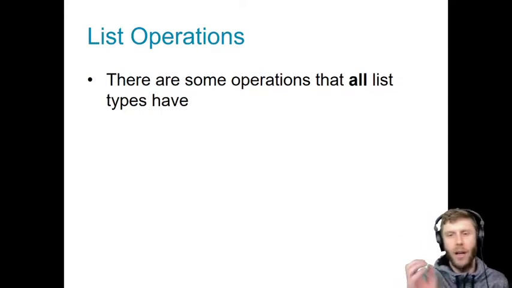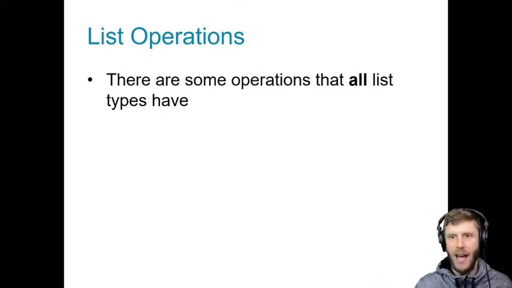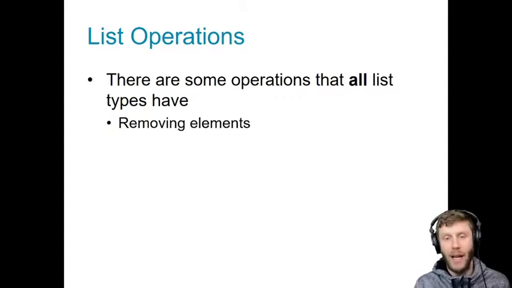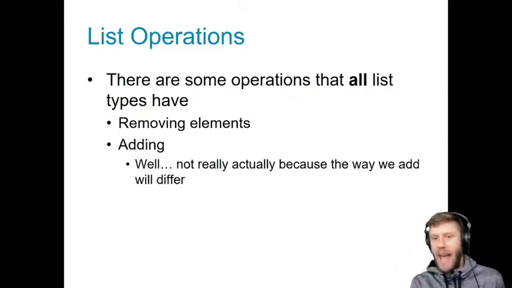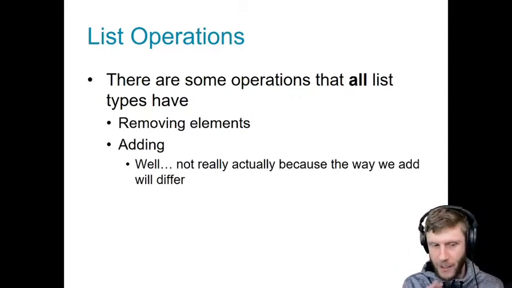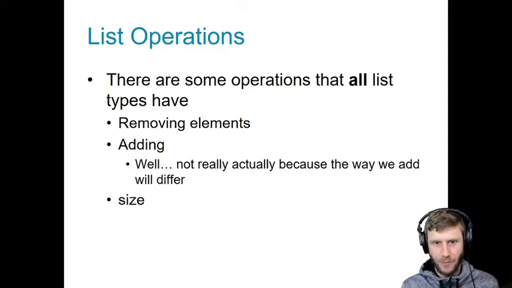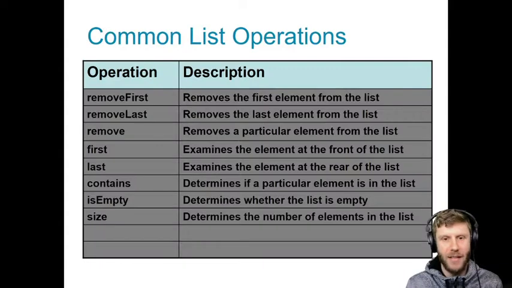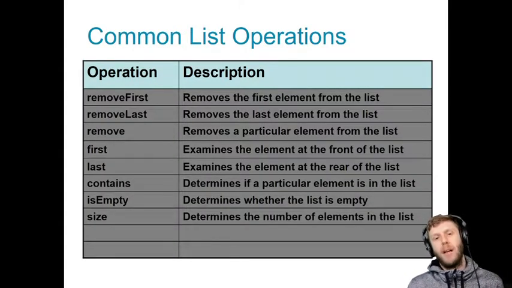Okay, so there are some operations that all of these lists have that are going to be applicable to all of them, right? Like remove an element, adding elements. But the add is going to depend on the specific implementation, but they're all going to have an ability to add. Size, is empty. They're going to be the same. So what are some common list operations?